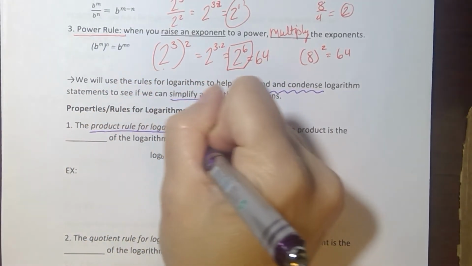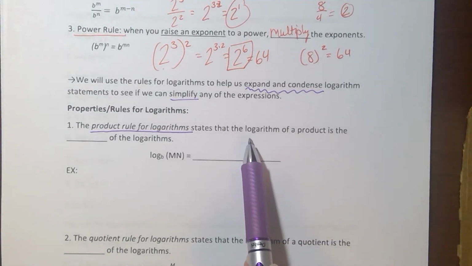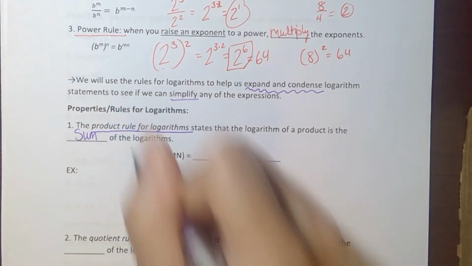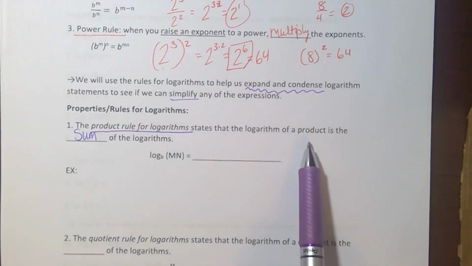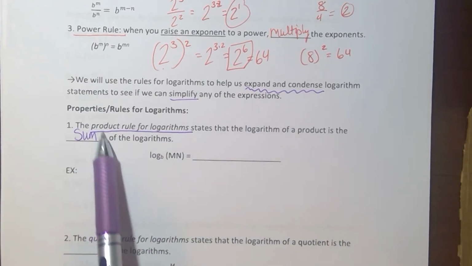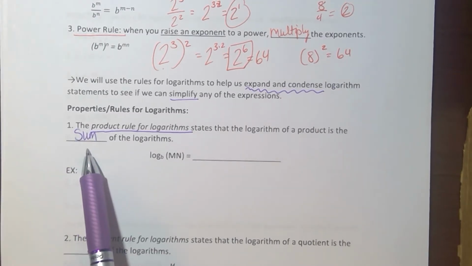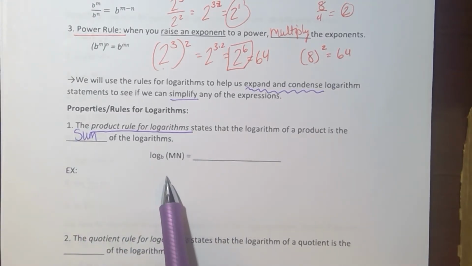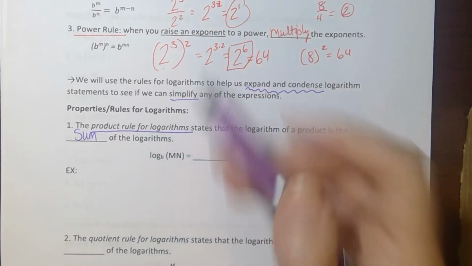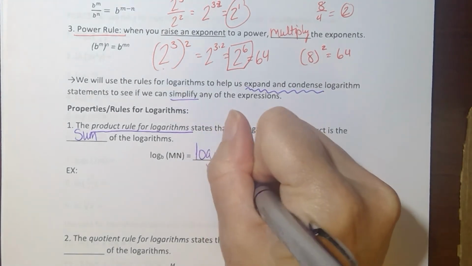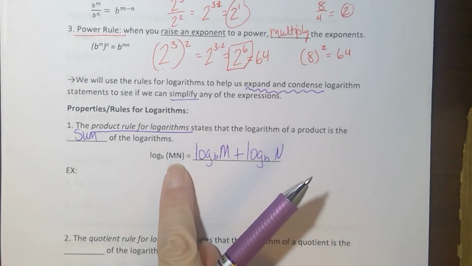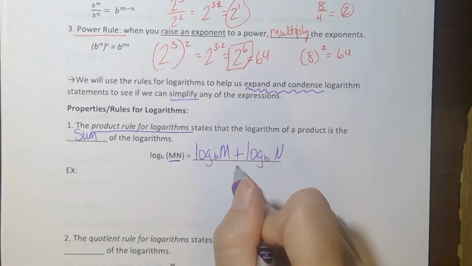First, we have the product rule for logarithms. It states that the logarithm of a product is the sum of the logarithms. So again, multiplication, because the product is the answer to a multiplication problem, pairs with addition, because the sum is the answer to an addition problem. In general terms, log base b of the argument m times n is the same thing as log base b of m plus log base b of n. So I've taken a product and I've split it apart using addition.